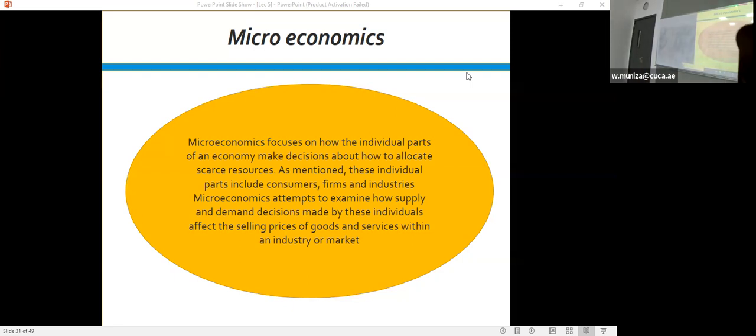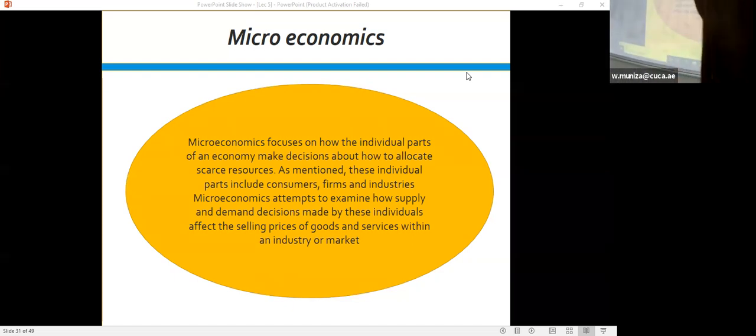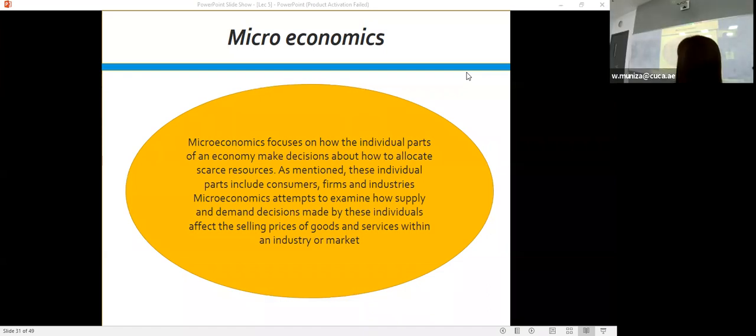Microeconomics focuses on how the individual parts of an economy make decisions about how to allocate scarce resources. As mentioned, these individual parts include consumers, firms, and industry. Firms is usually the name given to a partnership, okay? Firms and industry. Microeconomics attempts to examine how supply and demand decisions made by these individuals affect the selling prices of the goods and services within an industry or market.